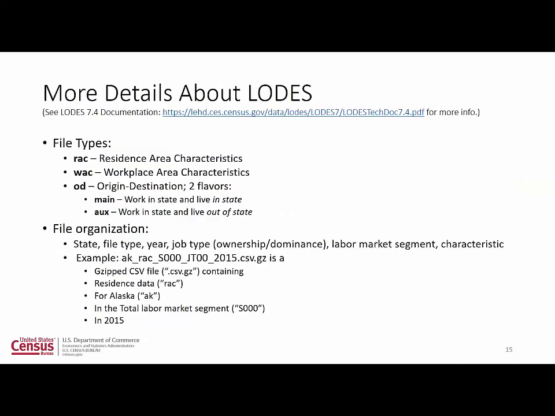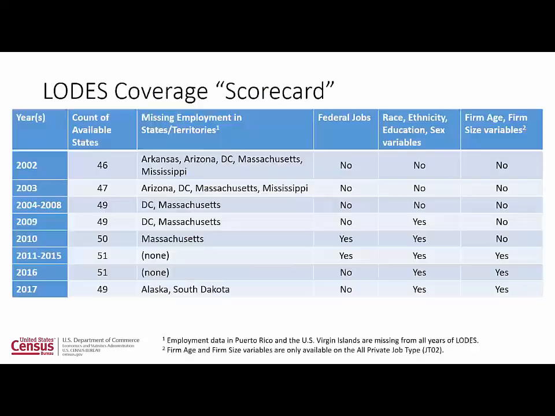This slide discusses how the raw data files are broken up. I'm not going to spend too much time on this at all, except to say that the files are broken up by residence margin, workplace margin, and origin destination. We also provide some geography files as well that are not mentioned here. Okay. Last couple bits on LODES, and then we'll get into OnTheMap.